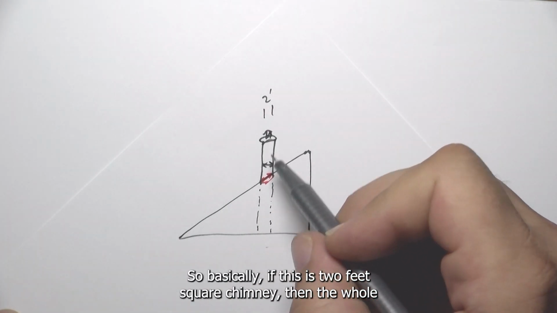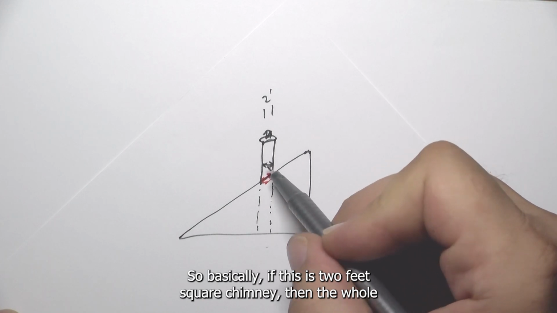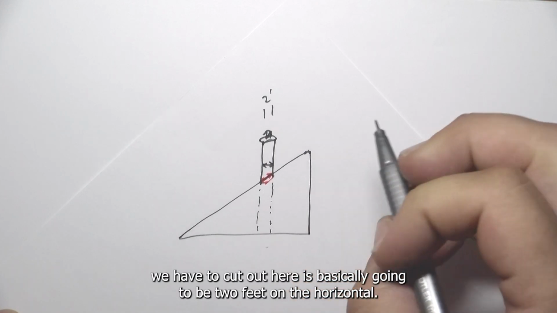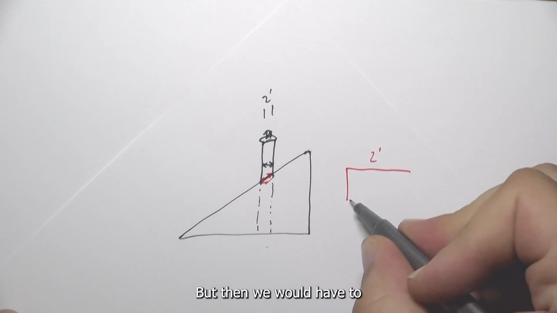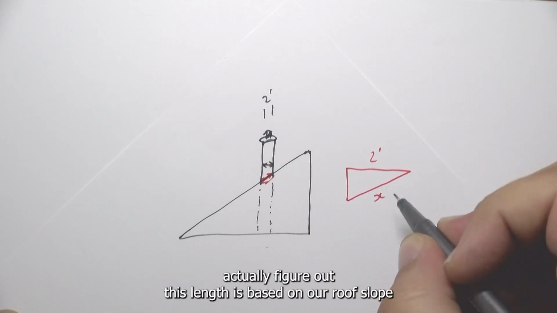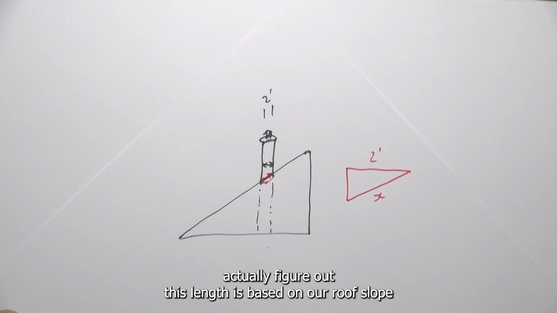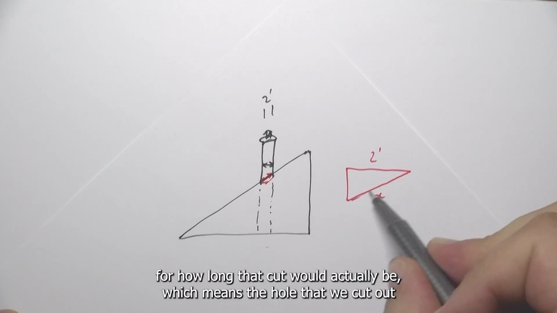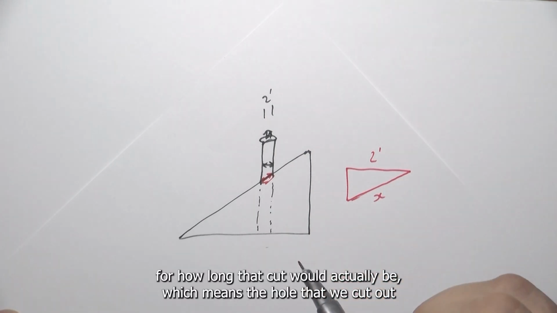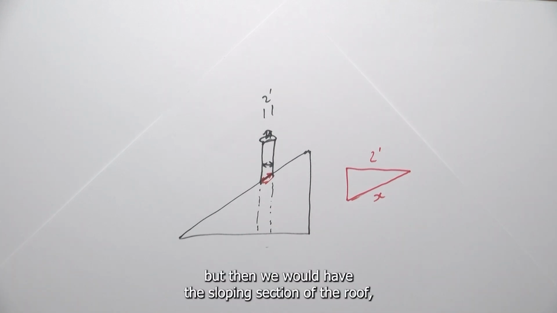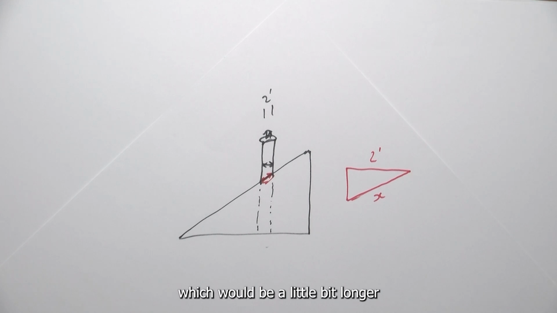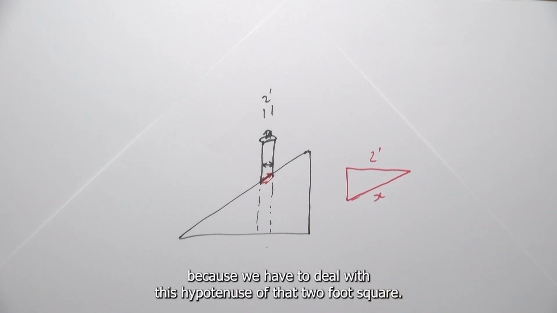So if this is a 2 foot square chimney, the hole we have to cut out is going to be 2 feet on the horizontal, but then we would have to figure out what this length is based on our roof slope. The hole we cut along the horizontal section of the roof would be 2 feet, but the sloping section of the roof would be a little bit longer because we have to deal with the hypotenuse of that 2 foot square.